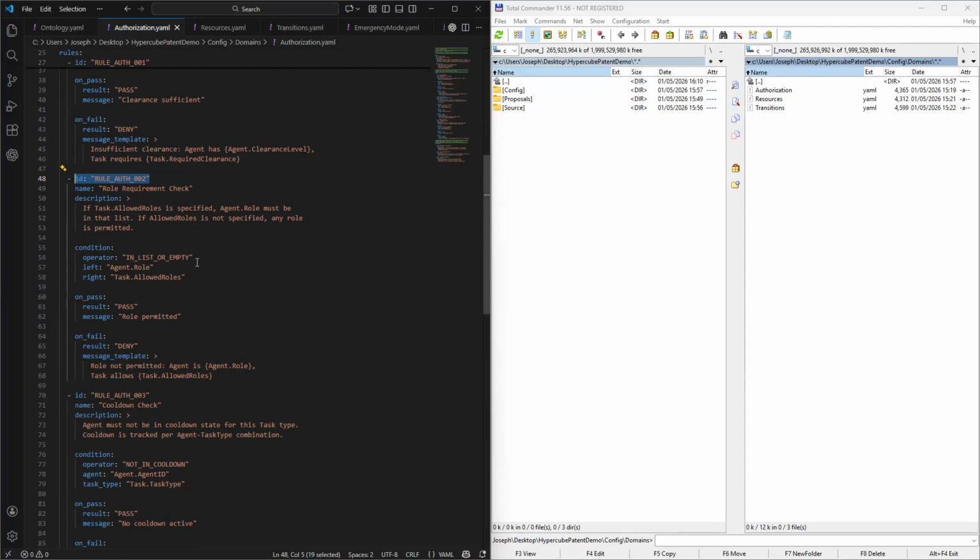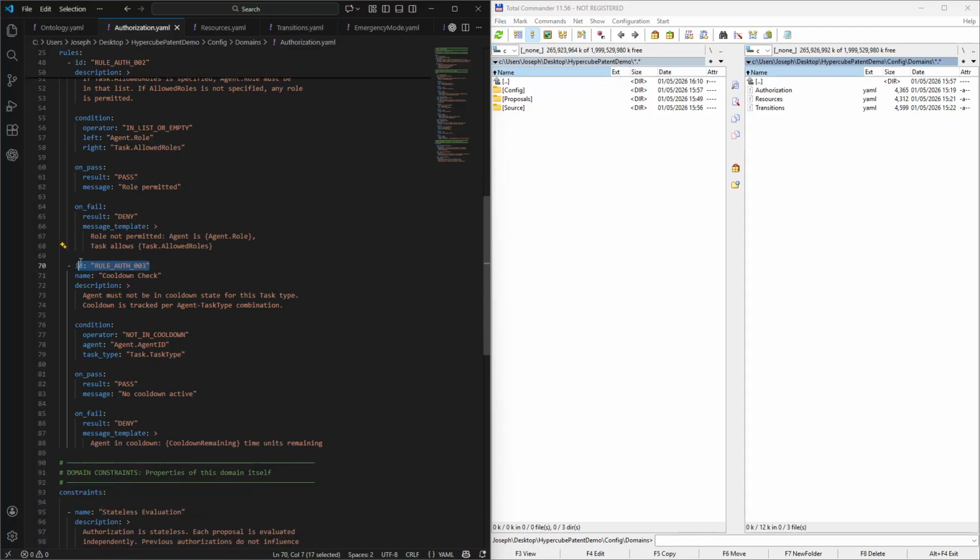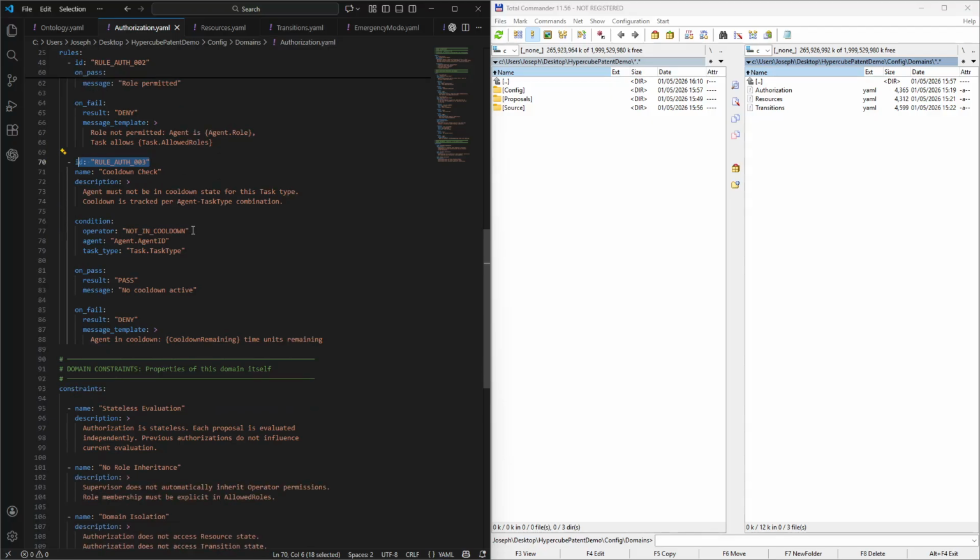Rule auth 002. Agent role must be in the task's allowed roles, if specified. Denial message explains exactly what role was needed. Rule auth 003. Agent must not be in cooldown for this task type. Again, explicit denial with remaining cooltime.